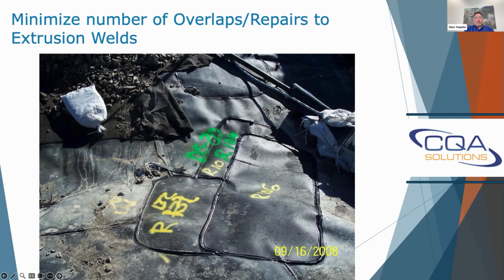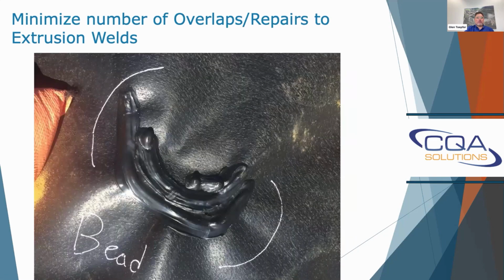But yeah, I wanted to show you this overlap. This could have all been cut out and one patch put in here, and it would be a lot less heat, and reduce the chance of all the overheating of the geomembrane. Things like that should be avoided.